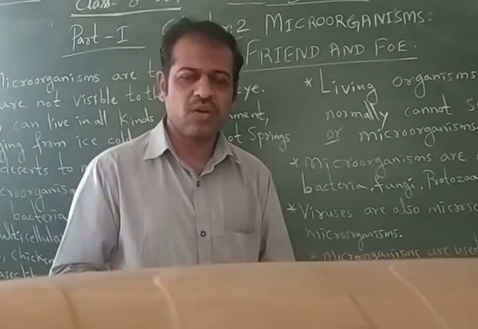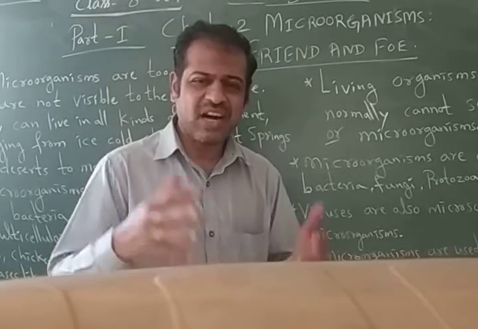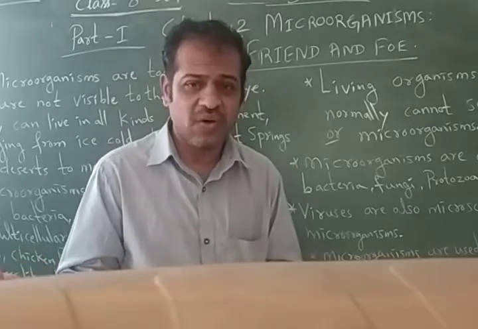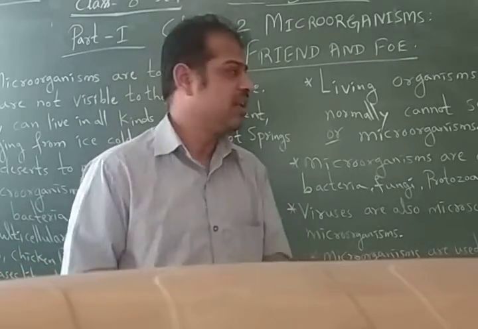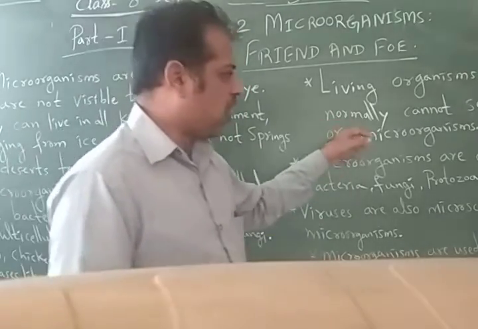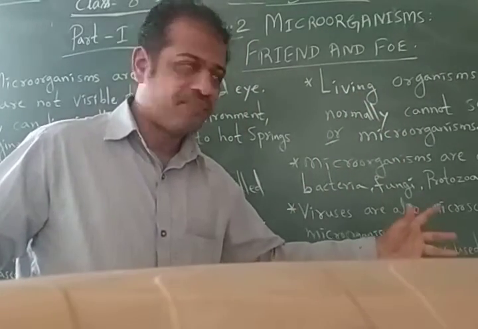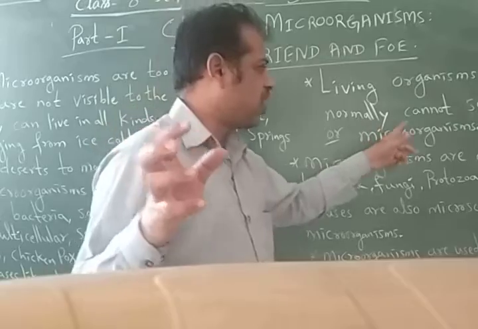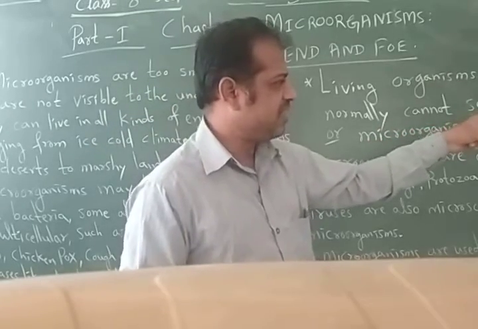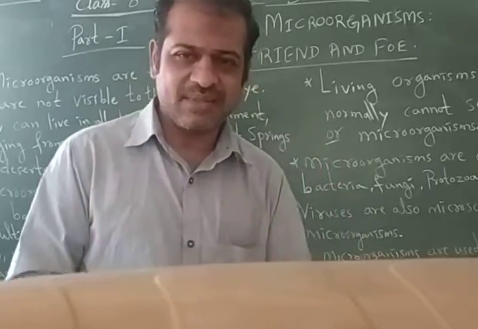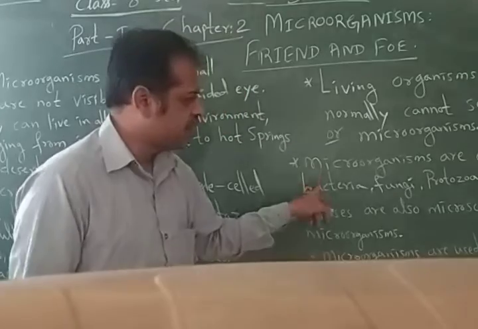For example, for coronavirus, we can't see it with our naked eyes, even where the coronavirus is there. No, we can't see. Like that, microorganisms are around us which we normally cannot see. These are called microbes or microorganisms. Okay, students, next point.